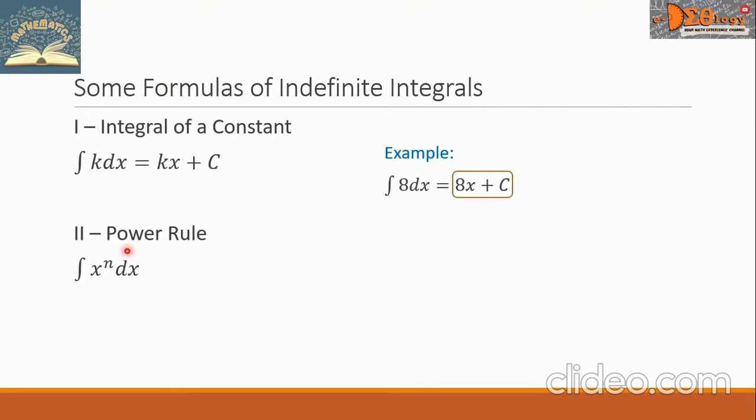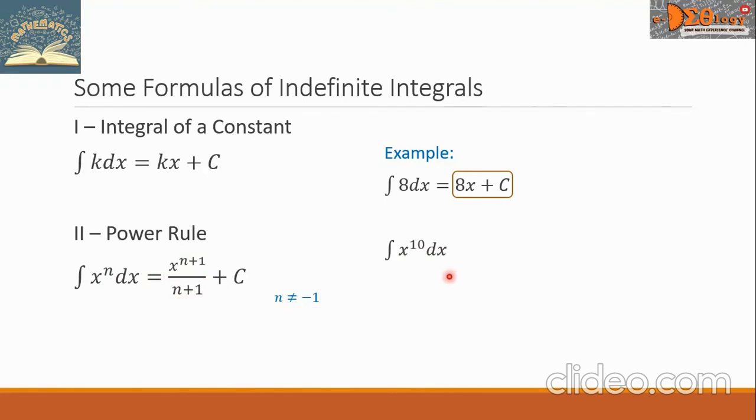Second formula is the power rule of integral. This is referring to the integral of x raised to power n dx. And this is equal to the x variable raised to a power n plus 1, all over the denominator is that same n plus 1, and then plus c. Take note that the n here should not be equal to negative 1.